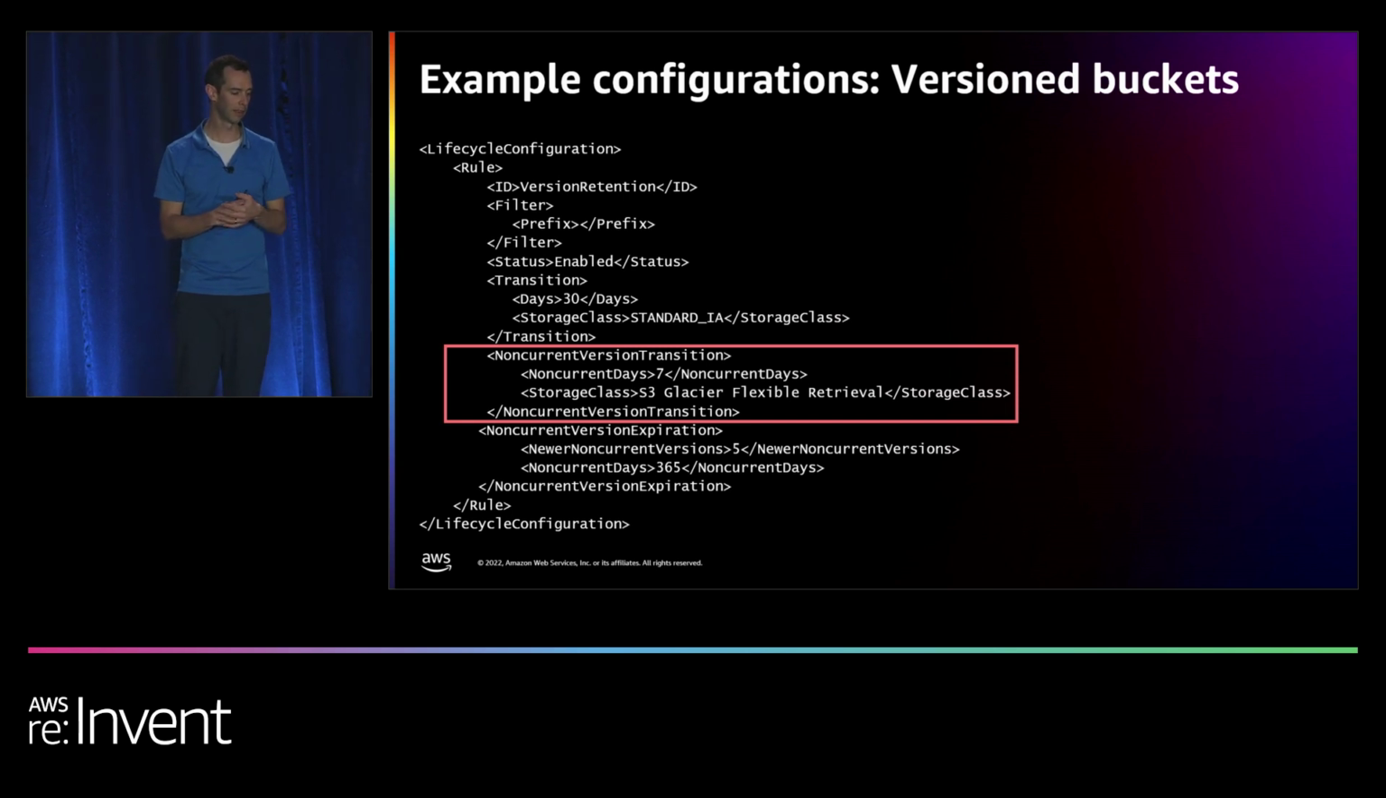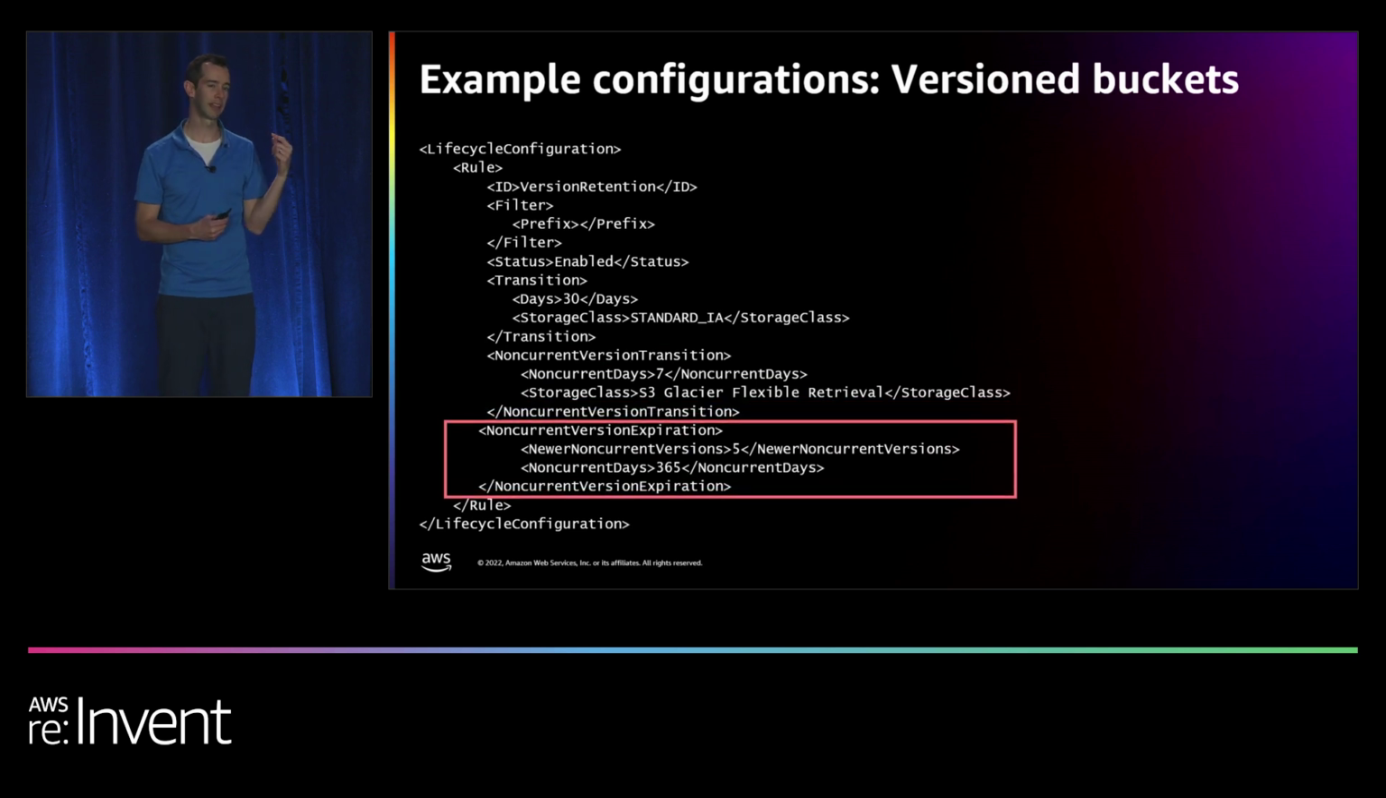So here we've got a transition. After 7 days after it was overwritten or deleted, we're going to move it to Glacier Flexible Retrieval again. And we've got the ability to customize how many versions to retain. So I am going to move it to Glacier Flexible Retrieval, save some money if it's going to be retained. But after I have more than 5 versions, I want to get rid of those older versions. So if there's more than 5 newer versions of the object, and it's over a year since it's been non-current, let's delete it.